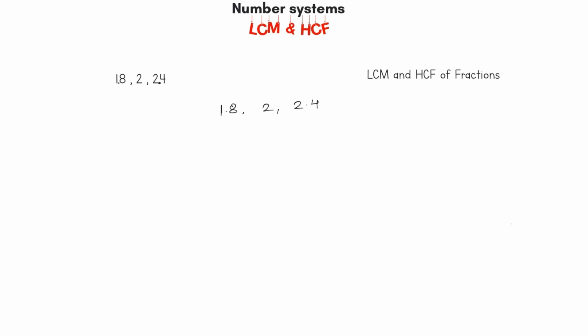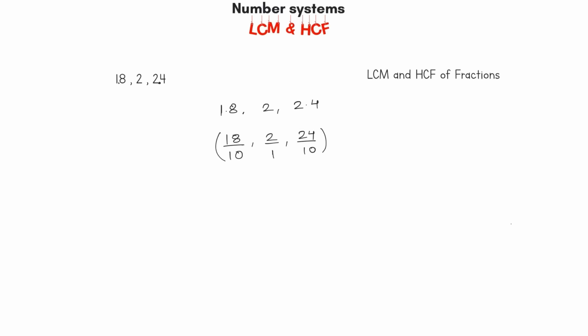What will I do? First I'll convert them to fractions. So I'll write this as 18 by 10. Then I'll write this as 2 by 1, and then I'll write this as 24 upon 10. I will make sure that they have a numerator as well as a denominator. So I convert it to fractions.